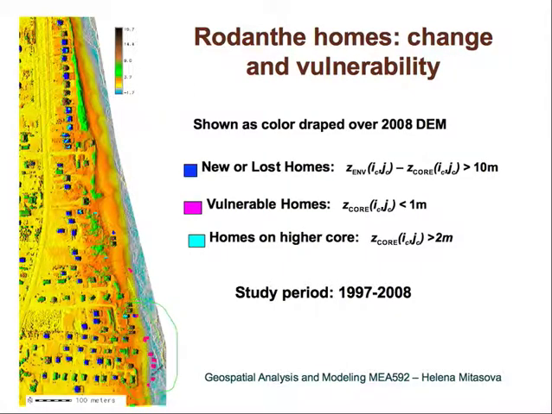You can see that there the shoreline has just moved, and also we have mapped homes that are on higher core, where the core is higher than 2 meters. So those are the homes that are a little bit safer, and you can see that there are very, very few of them. And even the homes that are farther from the shore are built on a very, very small core. So this is quite a risky development here in Rodanthe.